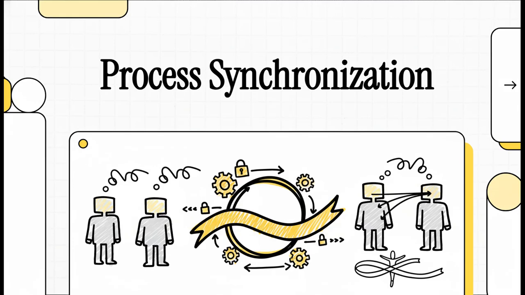Ever stop to think about how your computer can stream music, browse the web, and download a file all at the same time without just crashing? It's all thanks to this hidden digital ballet called process synchronization. And today, we're going to pull back the curtain.